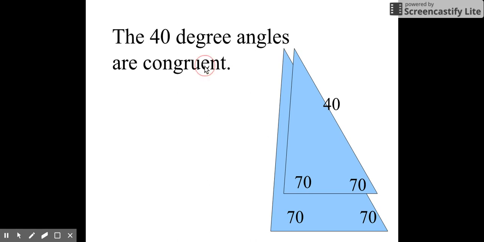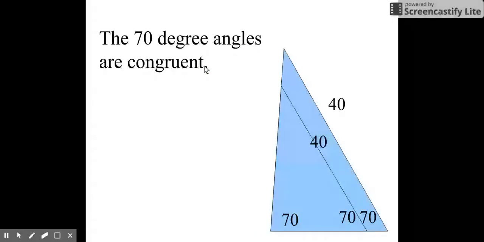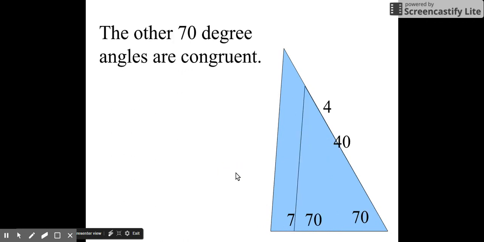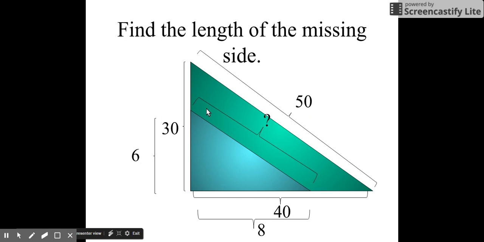The 40-degree angles are congruent. The 70-degree angles are congruent. So what ends up happening, if you can see this 70-degree angle, it is congruent, as well as the 40. And finally, the last 70-degree angle is congruent. Once again, by putting a shape within another shape, we have similar figures of triangles.